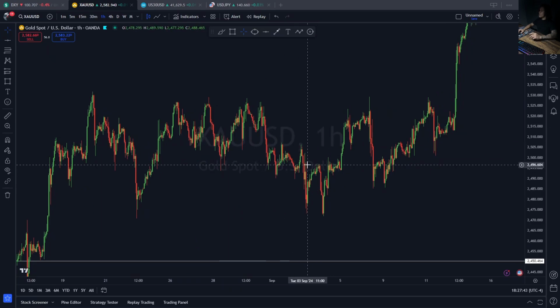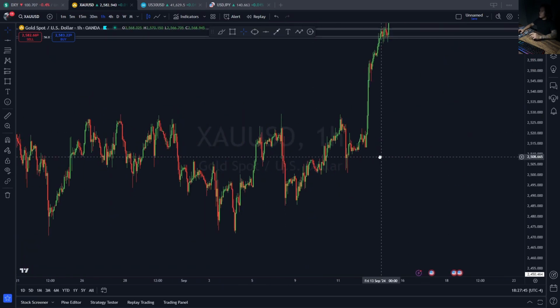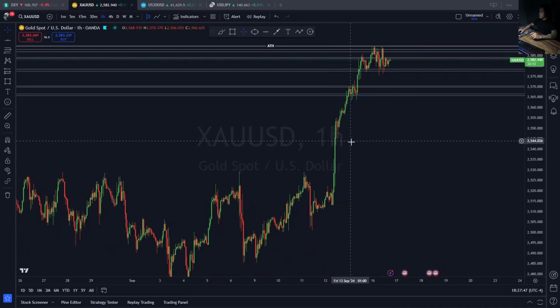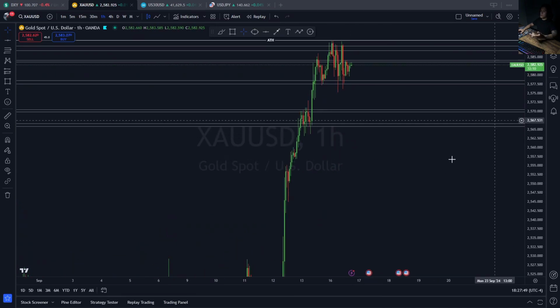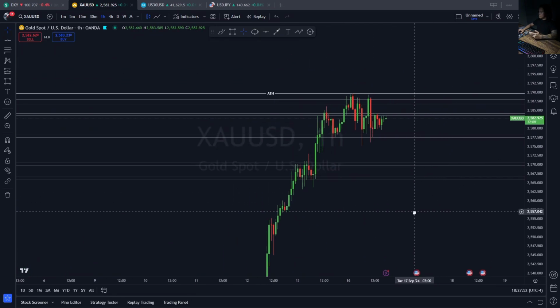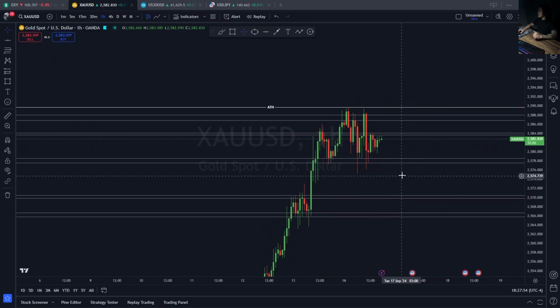But again, we were able to take advantage of still some good moves, and luckily now we've finally been able to break out of that, confirming that fundamental analysis that we've had for gold. It has been playing out well.